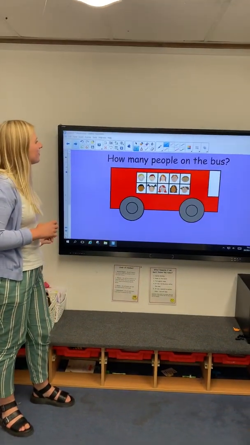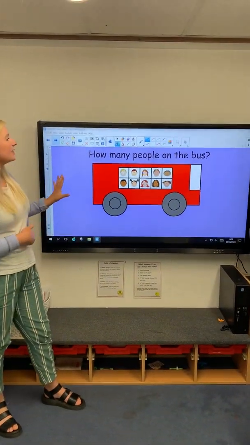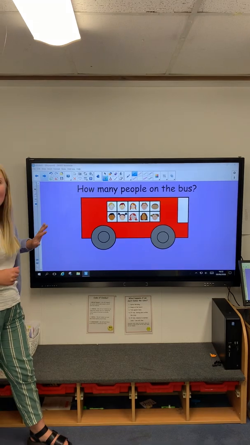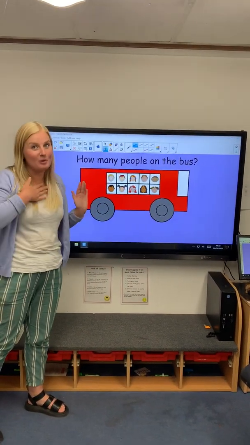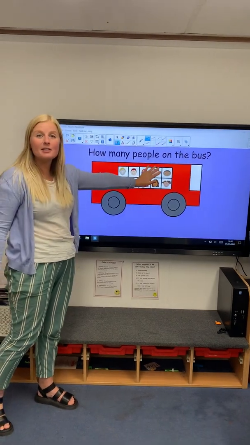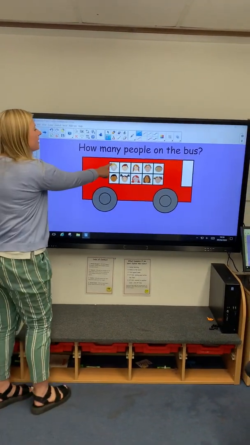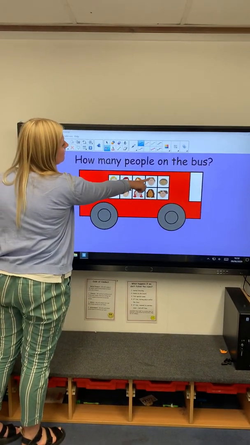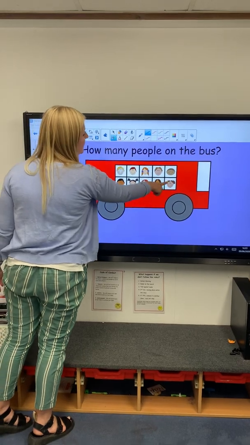Now we're going to move on to our subtraction. And this time I'm going to use a 10 frame model on the bus to help us. I wonder if any of you have been on a bus. I know that I've been on a bus just like this one in London. Shall we see how many people are in the window? 1, 2, 3, 4, 5, 6, 7, 8, 9, 10.